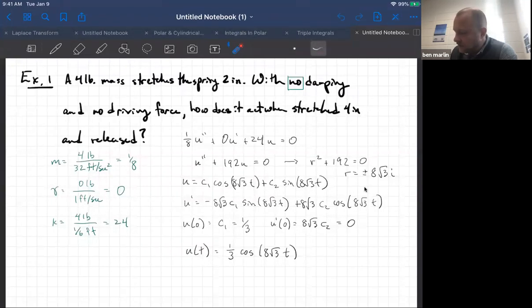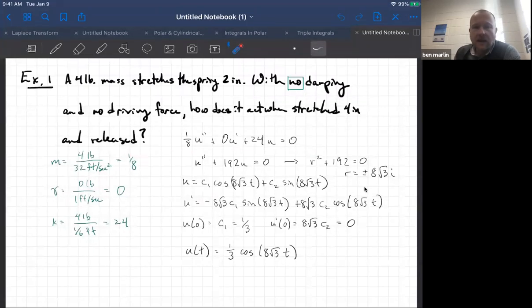this other piece that it gives us is that if we are stretching the spring 2 inches, that is 1/6 of a foot, and it took 4 pounds of force to hold it there, that means that the spring constant is 24, okay? Now, the next part says if you've got no damping and no driving force, which means that you have a 0 here for your gamma, a 0 here for your F. Then the equation that we've got, if you want to make it look a little bit nicer, ends up with saying u double prime plus 192u equals 0.